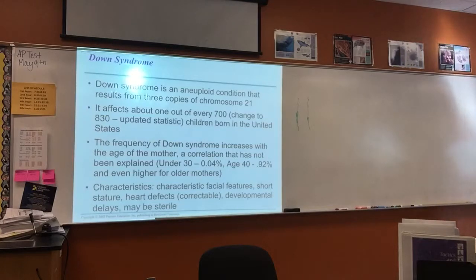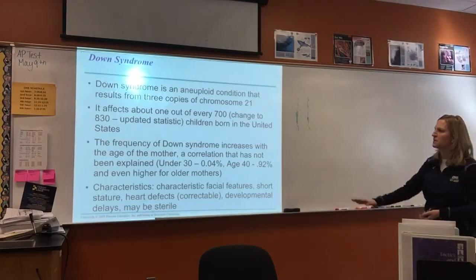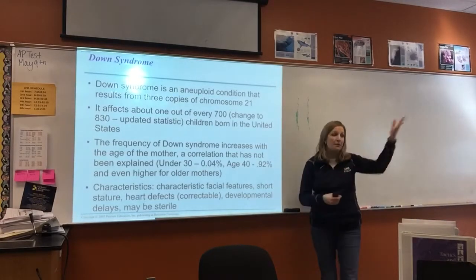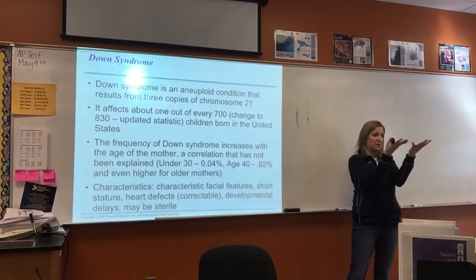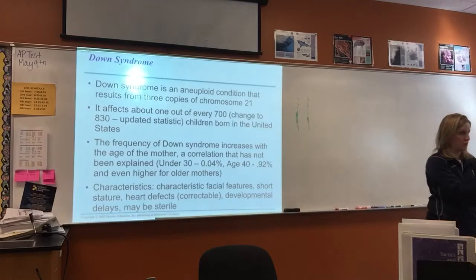All right, so most of the time for Down syndrome, mom gave 2 21s, dad gave 1 21, and then the baby has 3 chromosome 21s.